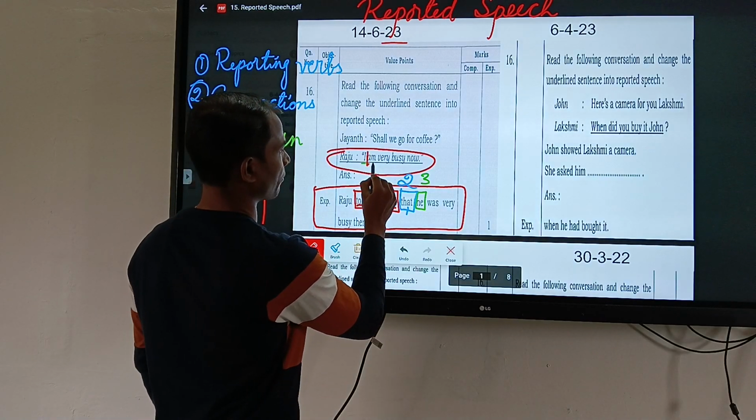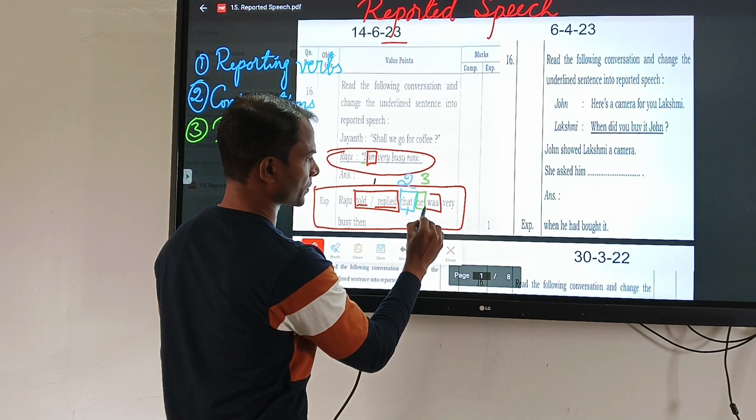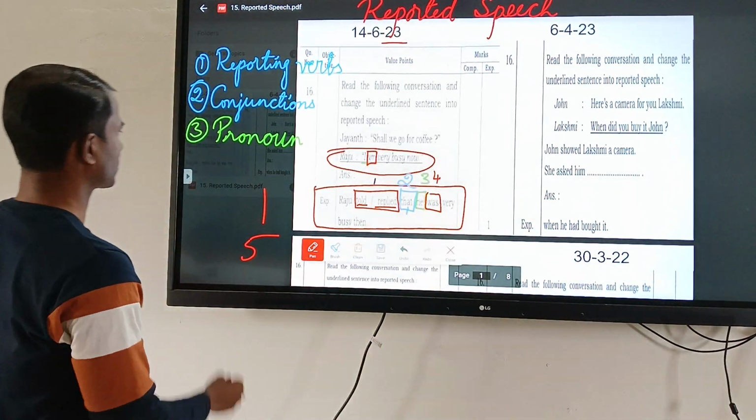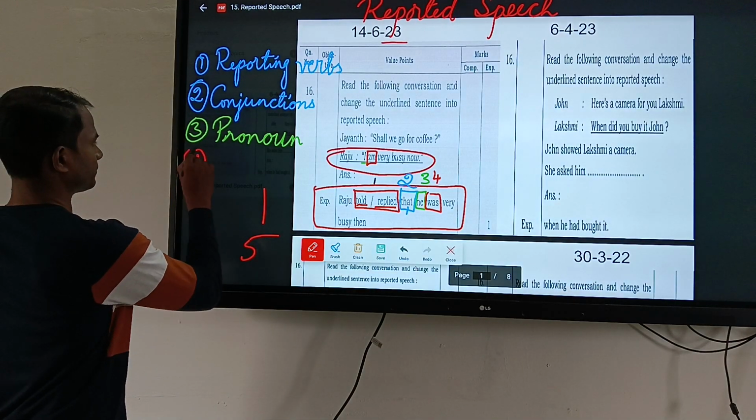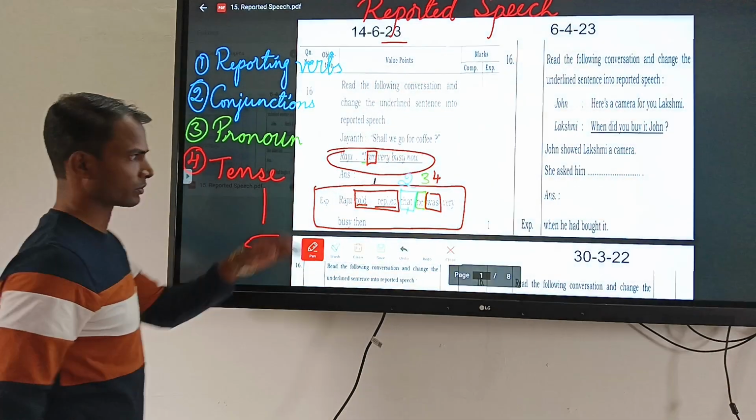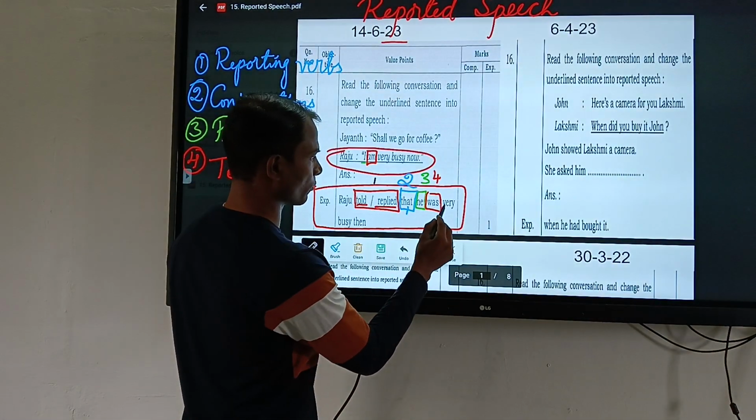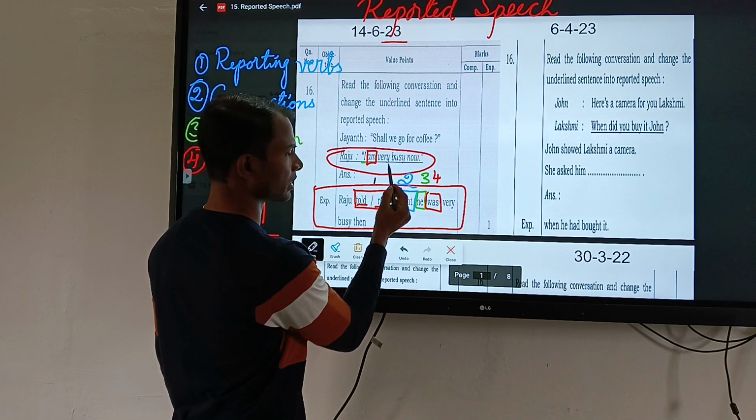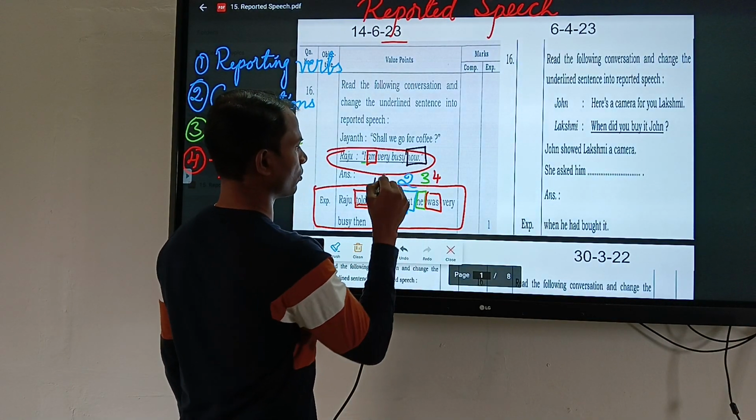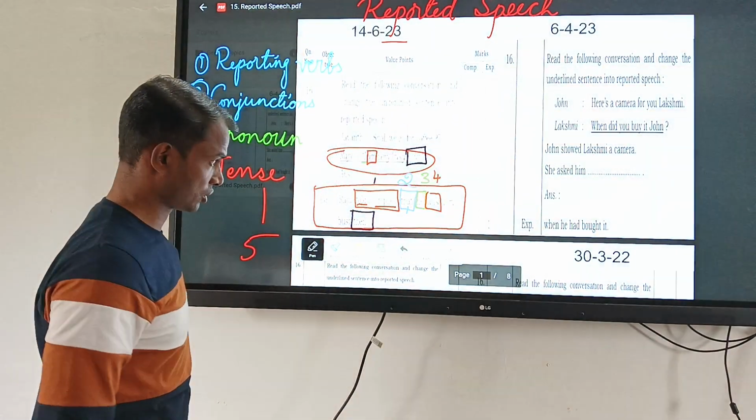Then what is the next change? That is "am". We are not writing "am" here. Here it is "was". So that is the fourth change, and that is called the tense. We need to change the tense of the sentence from direct to indirect speech. Then what is the next change that we are doing? "Very busy" is also the same in direct speech. Then there is one word called "now", but that has become "then" in indirect speech.